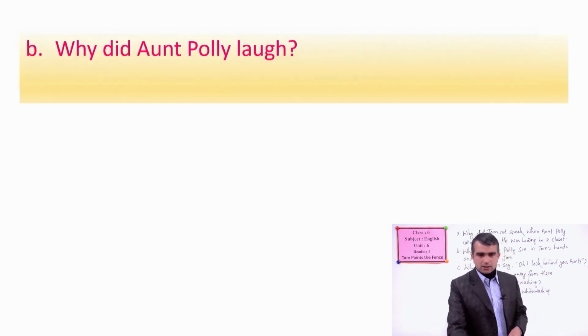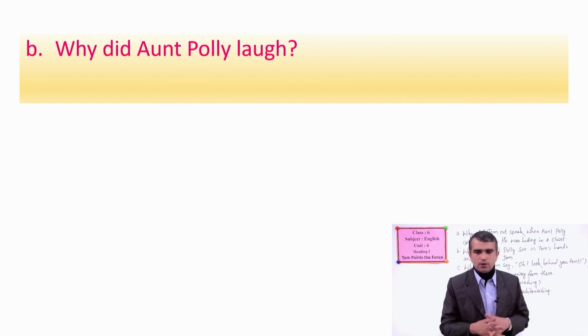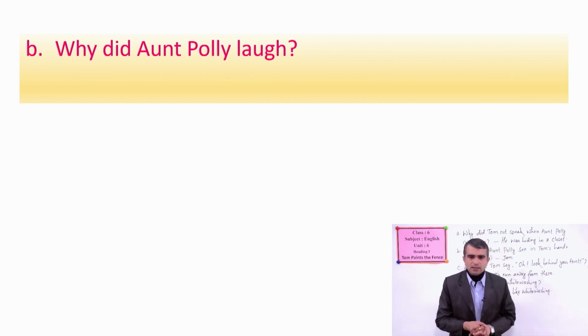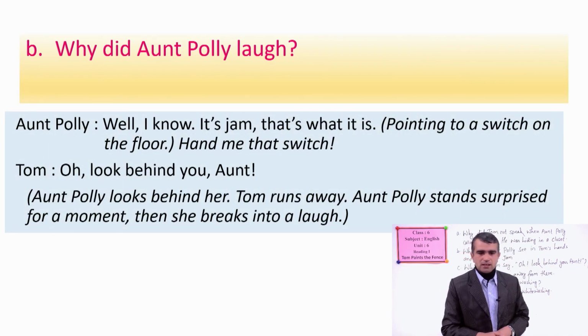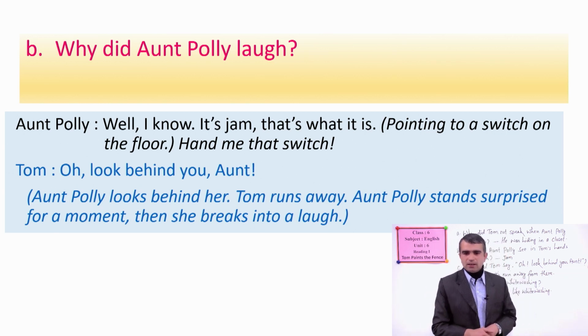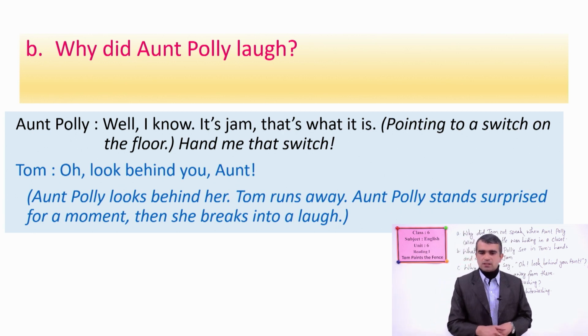Good. Next one, why did Aunt Polly laugh? In the beginning, at the end of scene 1, she laughs there. Why did she laugh? See here, at the end of this part. Tom says, oh, look behind you, Aunt. Aunt Polly looks behind her. Tom runs away. Aunt Polly stands surprised for a moment, then she breaks into a laugh.